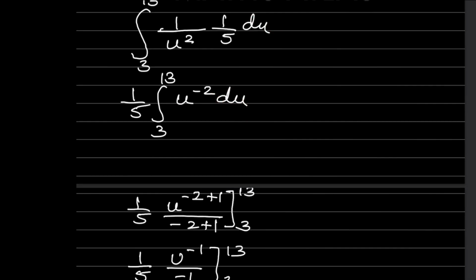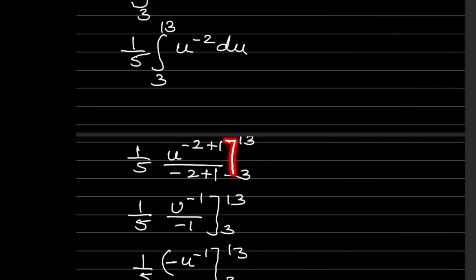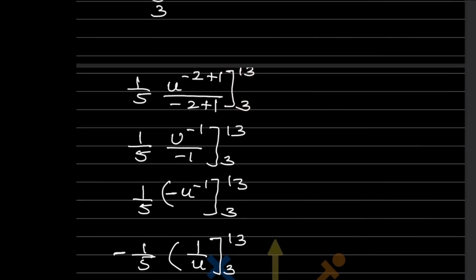So now what will you do? You will take the integration of this one. This 1 by 5 you will write as it is. When you take the integration, that will be u raised to minus 2 plus 1 divided by minus 2 plus 1, and of course this one, 3 to 13. Whenever we remove the integration sign, we have to put the square bracket, and then you write 3 to 13. So first, let us solve this one. 1 by 5 will be as it is. Minus 2 plus 1 is going to be minus 1, and again this will be minus 1, 3 to 13.